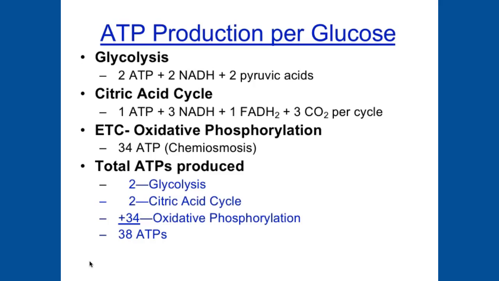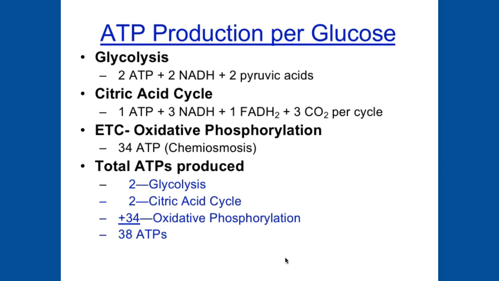Hello class. In the last lecture we talked about aerobic respiration and the stages that are included with it. Glycolysis is one of the stages, and it does not require oxygen. The citric acid cycle and oxidative phosphorylation did require oxygen, and they resulted in a huge amount of ATP being released into our cell.